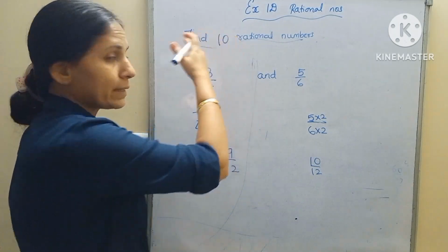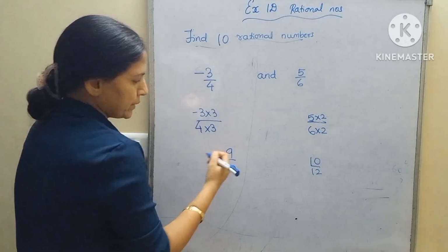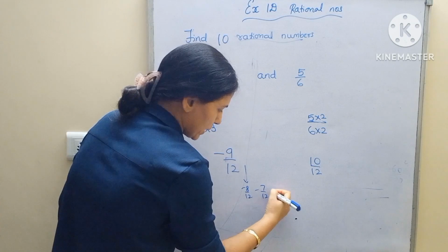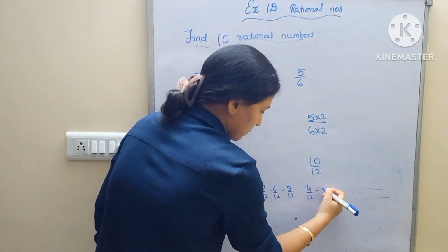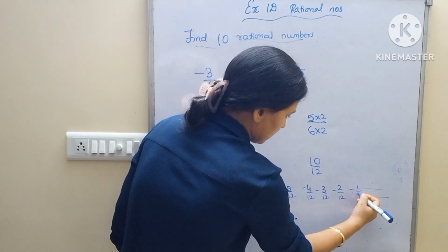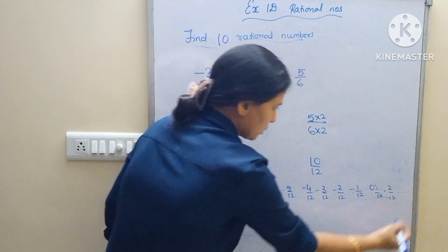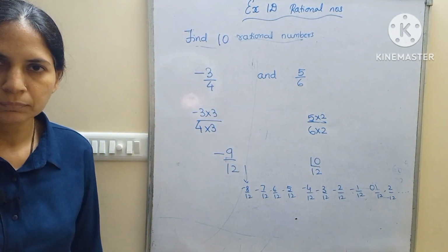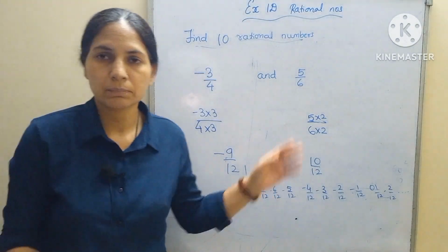So you will get multiple numbers in between. Take as many as you want. So this becomes minus 8 upon 12, minus 7 upon 12, minus 6 upon 12, minus 5, minus 4, minus 3, minus 2, minus 1, 0, then comes 1 upon 12, 2 upon 12, and so on and so forth. You can find as many numbers as you want. I hope you understood this. This was very easy.